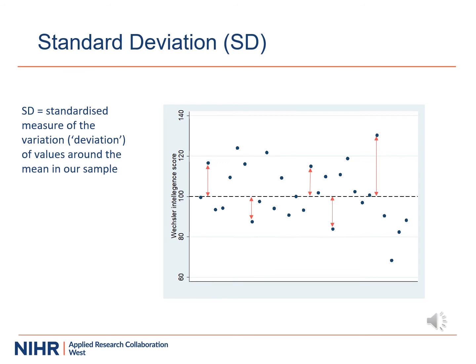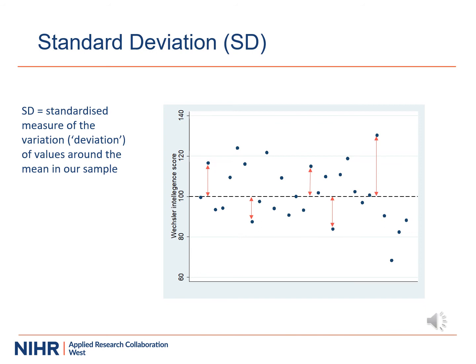Specifically, it's a standardized measure of the variation or deviation of values around the mean. For example, this graph shows the IQ scores for 29 people. The mean IQ is 100, shown in the dotted line. Each dot shows one person's actual IQ score. We can see how each of these individual values deviates from the mean, how far it is above or below the mean.